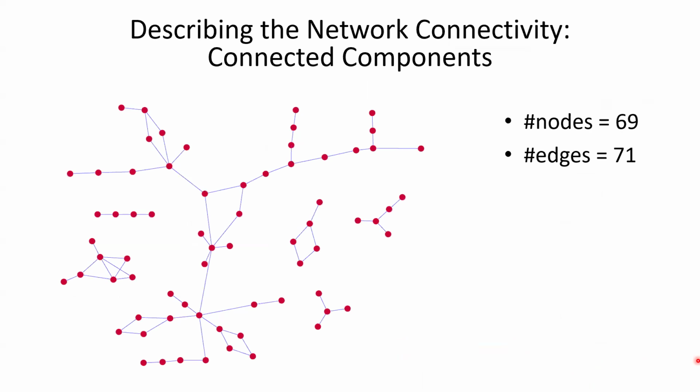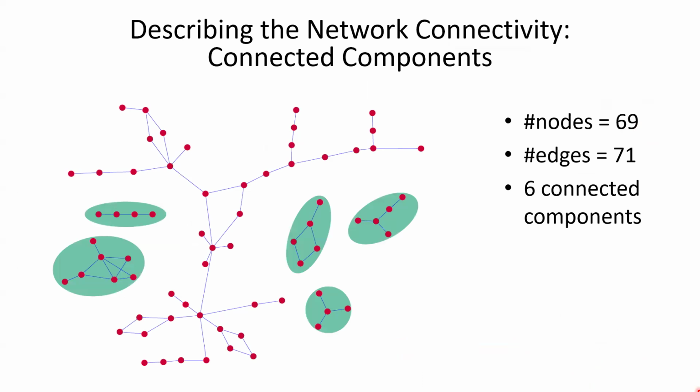So how do we describe network connectivity? The most basic way to describe network connectivity is through the idea of connected components. Here I show a toy network with 69 nodes and 71 edges. This network is composed of 6 connected components. 5 of those are circled here in green: 1, 2, 3, 4, 5. And then you have this largest one right here.